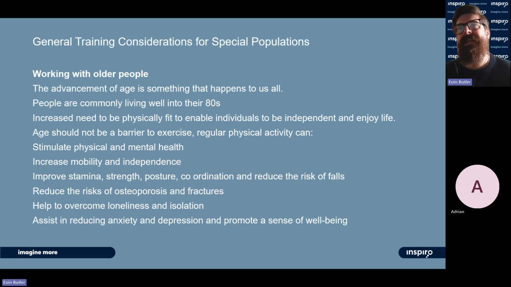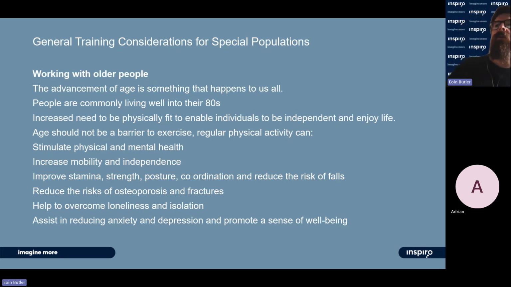Regular physical activity can stimulate physical and mental health, increase mobility and independence, improve stamina, strength, posture, coordination, and reduce the risk of falls, reduce the risks of osteoporosis and fractures, help to overcome loneliness and isolation, and assist in reducing anxiety and depression, and promote a sense of well-being.